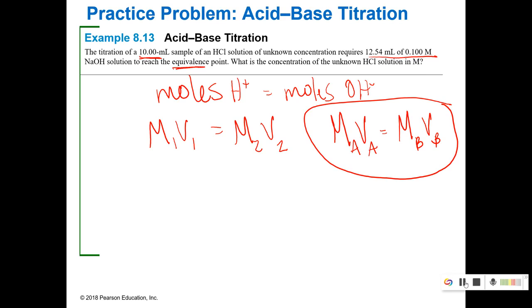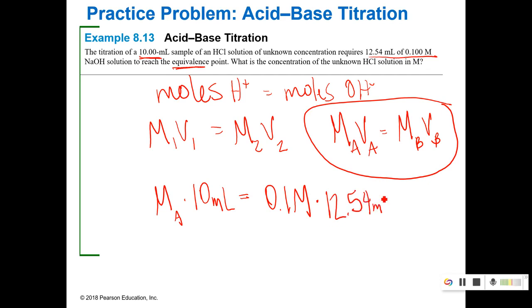I'm going to do it one way, and then on another problem, I'm going to use solution stoichiometry. So the molarity of my acid, I don't know, but I do know the 10 mL of HCl is equal to my 0.1 molar base and 12.54 mL of base. Just remember, as long as they're both milliliters, you're good to go on the dilution.